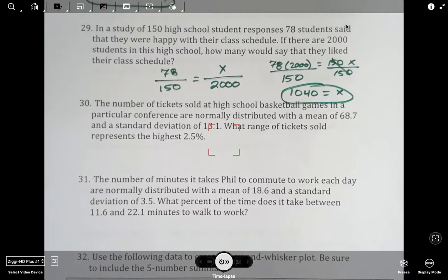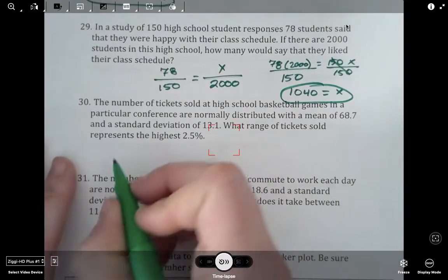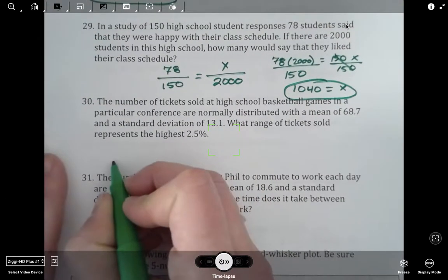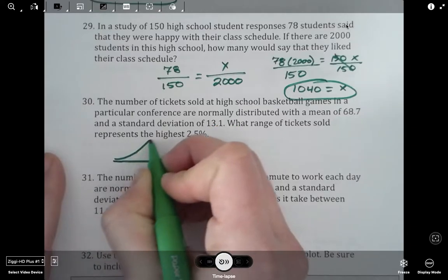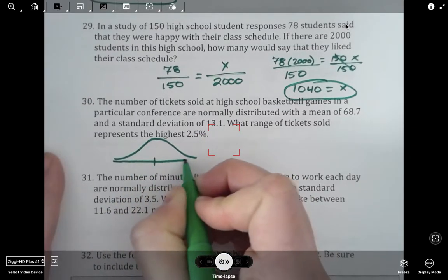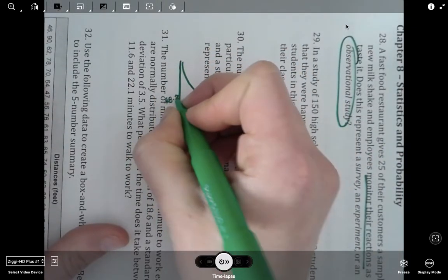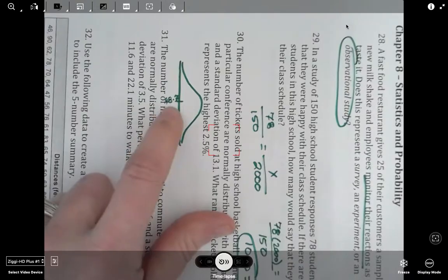Number 30, the number of tickets sold at a high school basketball game at a particular conference are normally distributed with an average or a mean of 68.7, standard deviation of 13.1. How do we do this? Draw your bell. Here's my bell. What goes in the middle? I'm going to turn this sideways. The mean, 68.7.